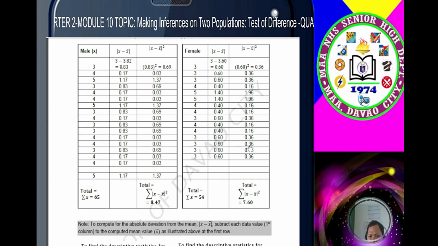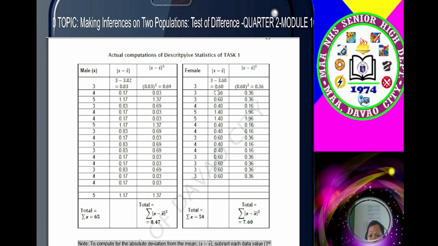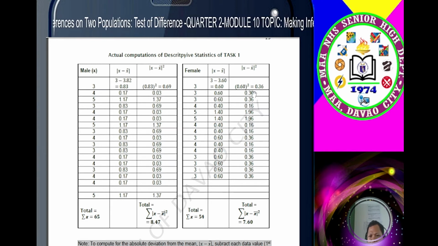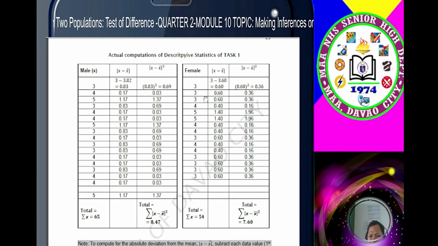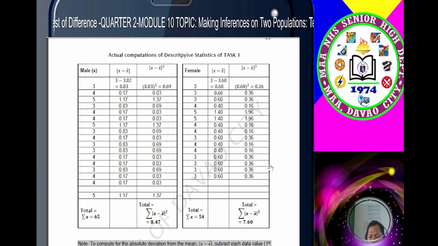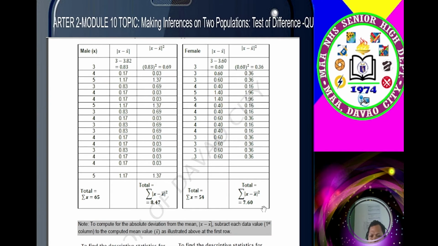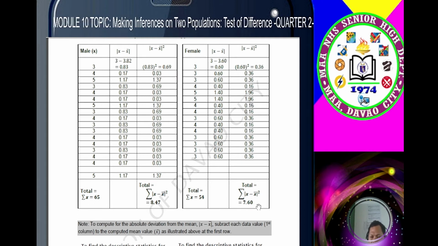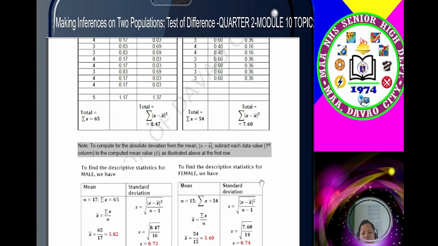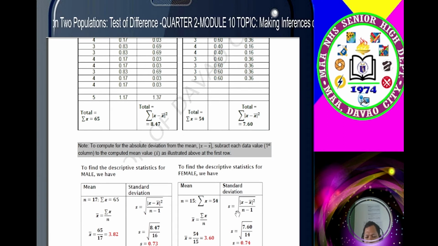Then again, same process here. Get the square of this value. 0.60 squared is 0.36. You just follow the same procedure, squaring these answers to get this portion here. Then you get again the sum of this column, which is 7.60. After that, you can now compute the standard deviation for female, with the same procedure. Just substitute in the formula.